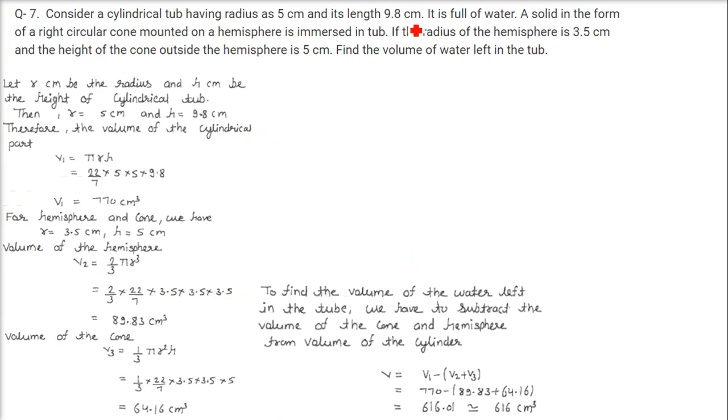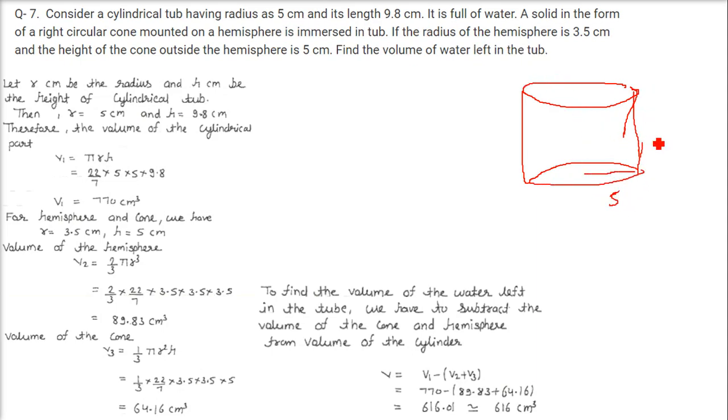Consider a cylindrical tub having a radius of 5 centimeter and the length is 9.8 centimeter. It is full of water. The solid is in the form of a right circular cone mounted on a hemisphere which is immersed in this tub. If the radius of the hemisphere is 3.5 centimeter and the height of the cone outside the hemisphere is 5 centimeter, find the volume of water left in the tub. So we have a cylindrical tub here, like this. This is a cylindrical tub having a radius. So this radius is 5, length is given as 9.8.